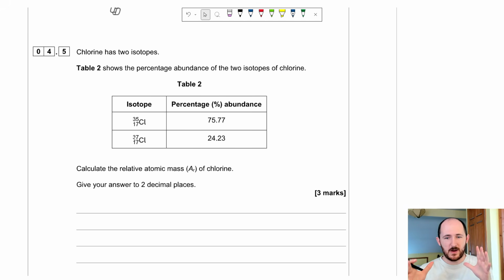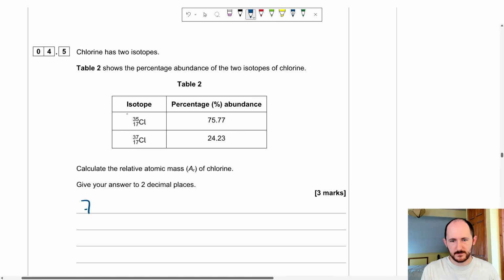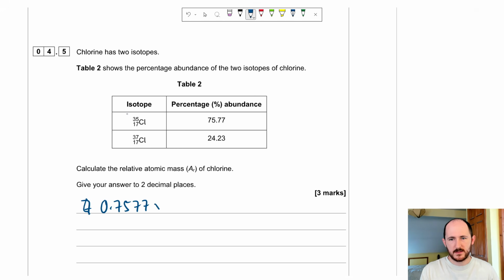So that's what we're trying to work out, is what the relative atomic mass is. So what's the average mass of these? The way I do it is I just take 75.77% of 35, which, by the way, you could just use as a multiplier, right? 0.7577 times 35. And then we're going to add 24.23% of 37. And that's it.